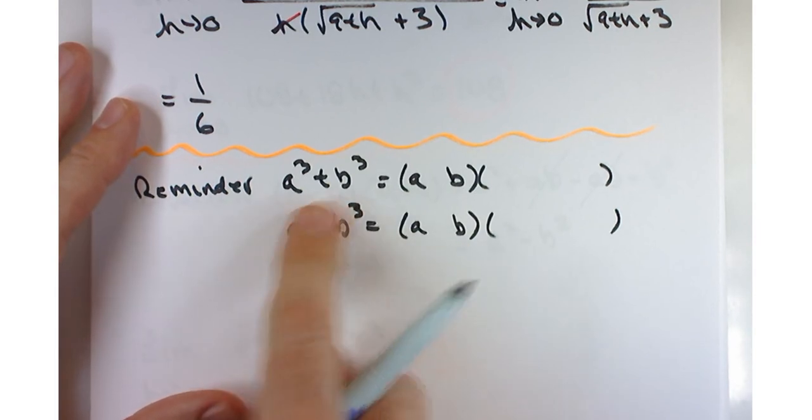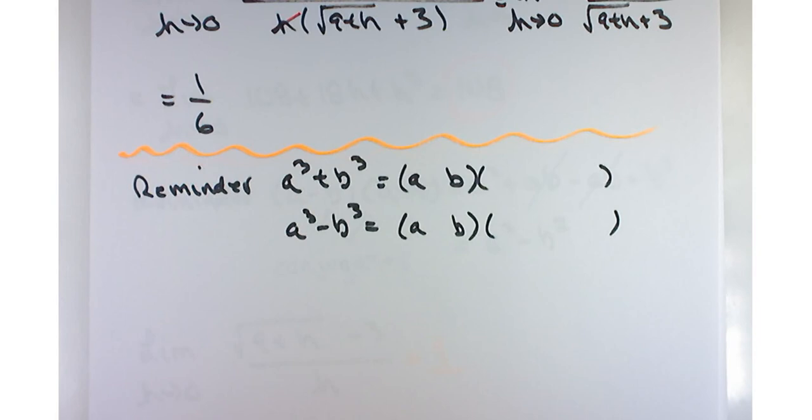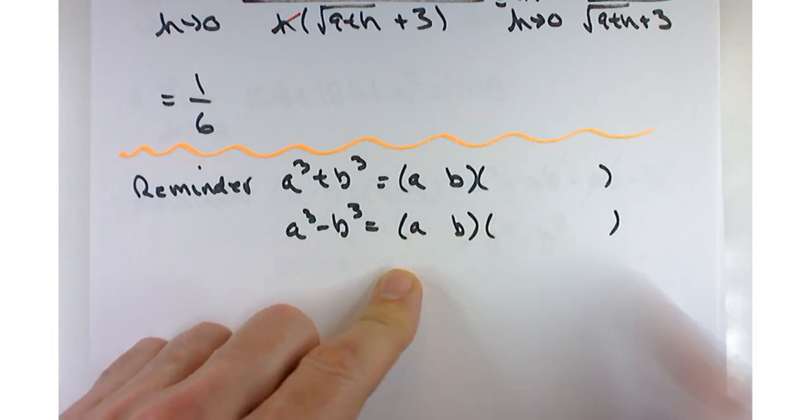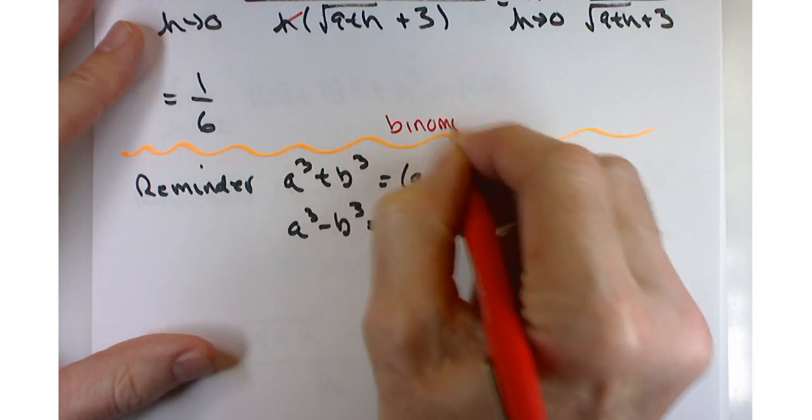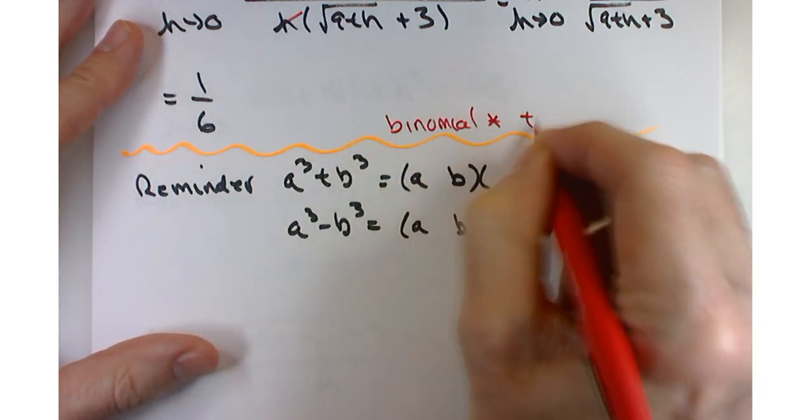When you factor the sum of cubes or the difference of cubes, it's always going to be a binomial times a trinomial.